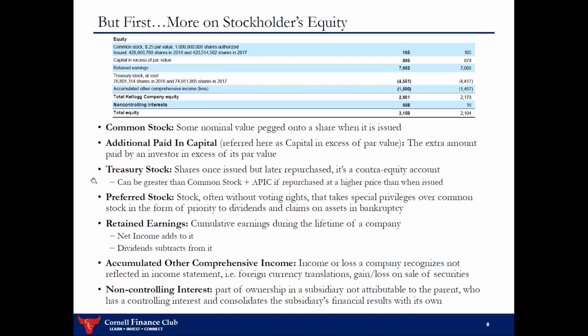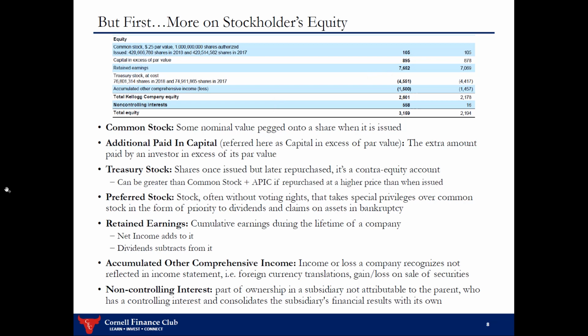And the reason companies would do that is because shares dilute earnings. So repurchasing those will give more earnings per share than if you have more shares. But as a result, the treasury stock could actually be more than the common stock plus APIC. And you can see that is the case here, because 4551 is greater than 105 plus 895.